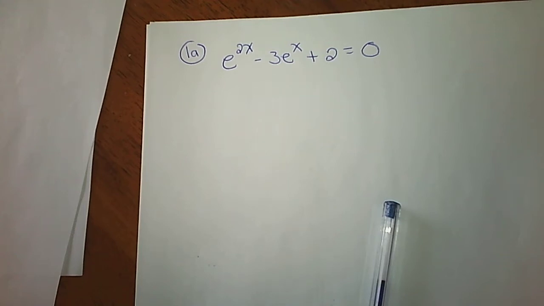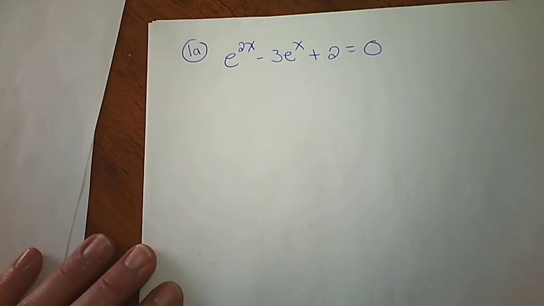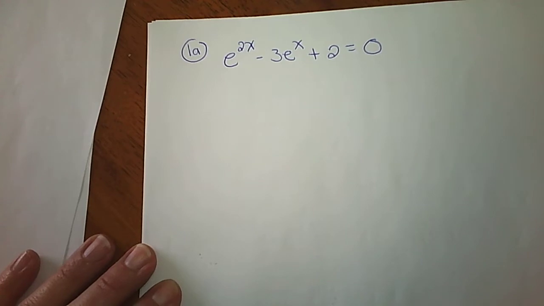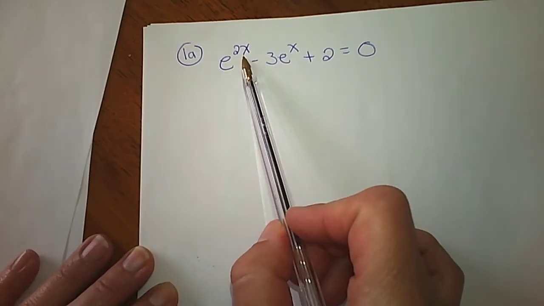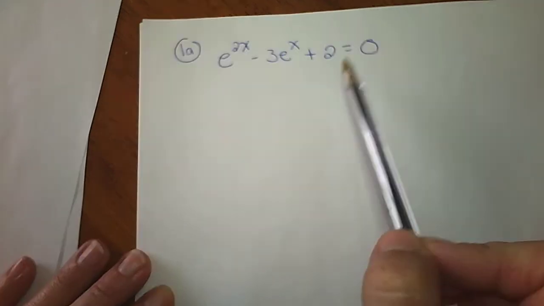Review worksheet, see how you guys did. This worksheet, the handwritten worksheet, is really similar to your quiz. So if you did okay on this, you should do fine on your first quiz for the fourth quarter. So we have e to the 2x minus 3e to the x plus 2 equals 0.